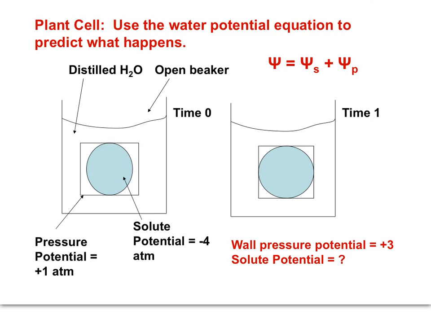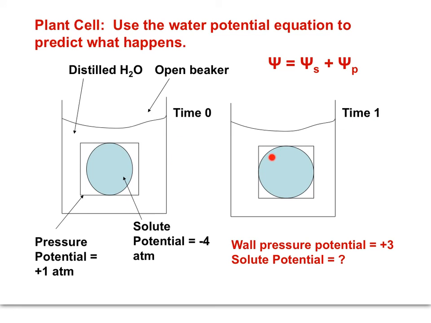So here we have a plant cell that's placed into distilled water, which is very low solute concentration, very hypotonic. It's an open beaker, so there's no pressure potential. You can see that the membrane of the plant cell has pulled away from the wall slightly. Nevertheless, the wall is applying a +1 atmospheric pressure, while the solute potential of the cytoplasm is -4. This is at time 0, and we slide to time 1.